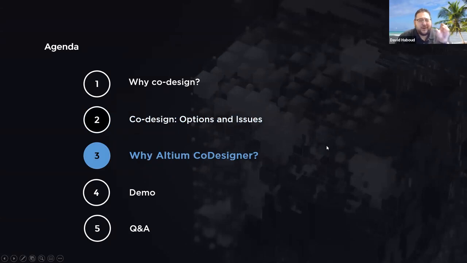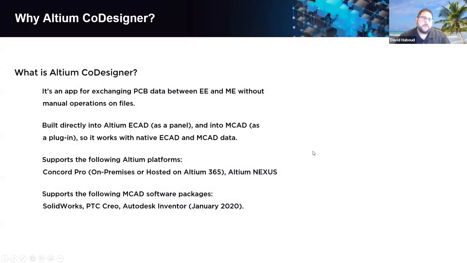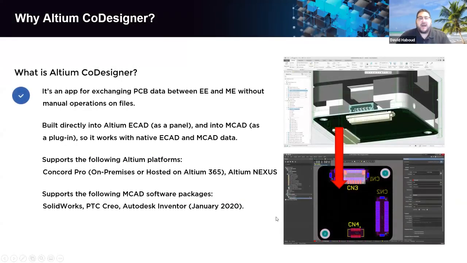So let's go a little bit deeper into that. So what exactly is the Altium CoDesigner? It's an application for exchanging PCB data between both the electrical and mechanical side without the manual operation of the files. So we talked about all the different file formats, DXF, IDF, IDX, yada, yada. There's a lot of different file formats. I'm sure a lot of you have been working with them for years. You don't need any of those file formats anymore.